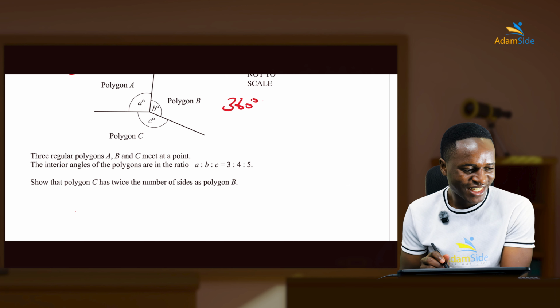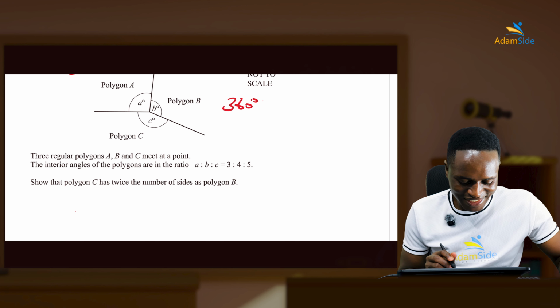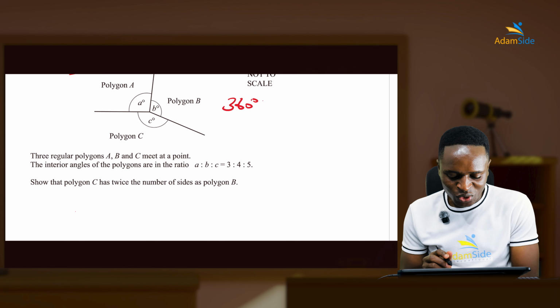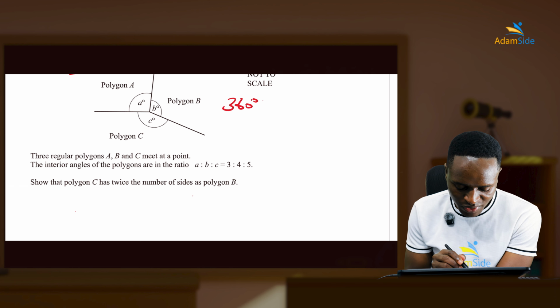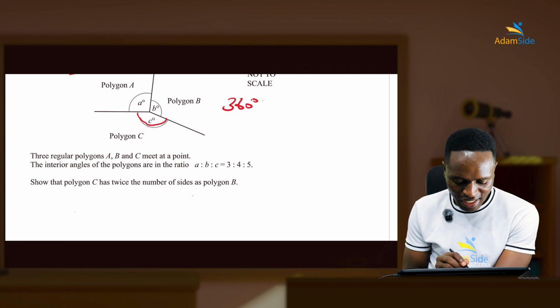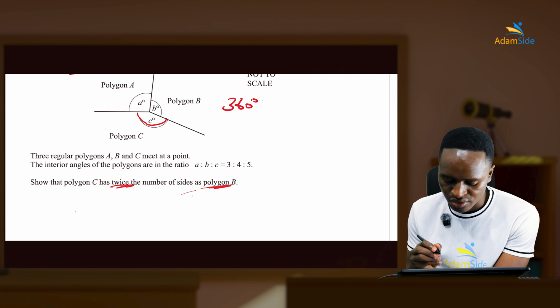Now this is a proving question. They want us to show that polygon C, which is this one, has twice the number of sides as polygon B. What we need to do, let's find the angles.